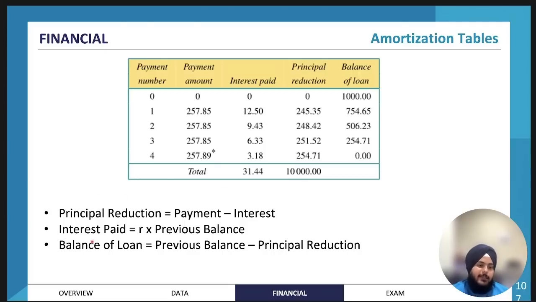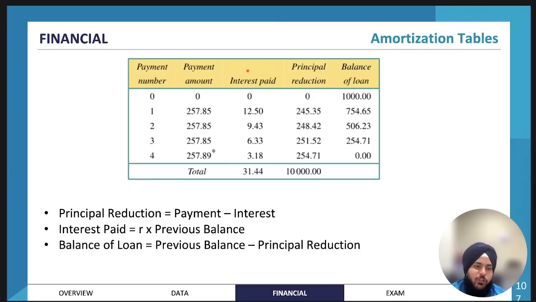There are a few formulas that might be useful when you're calculating what these specific values are. Principal reduction is essentially just the payment minus the interest. So what is the payment that you're paying, and then you subtract from it the interest that you're being charged. The interest paid is essentially just the interest rate multiplied by the previous balance. So whatever that interest rate is, 2%, 3%, 4%, whatever.